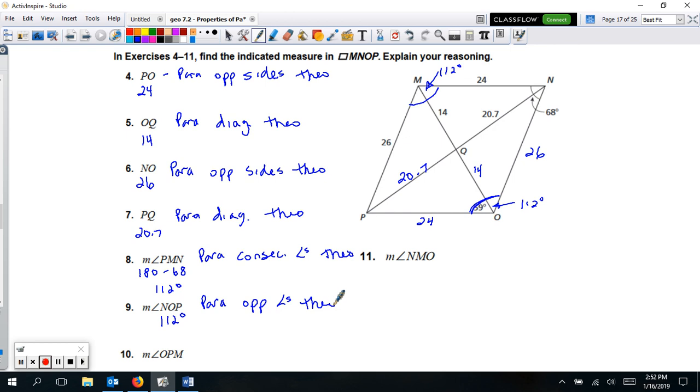OPM, so this entire angle right here we're looking at. So opposite angle theorem again with 68, so this one's going to be 68 degrees, and the reason why is parallelogram opposite angles theorem once again, same as the one above it. And our last one, number 11, is NMO.